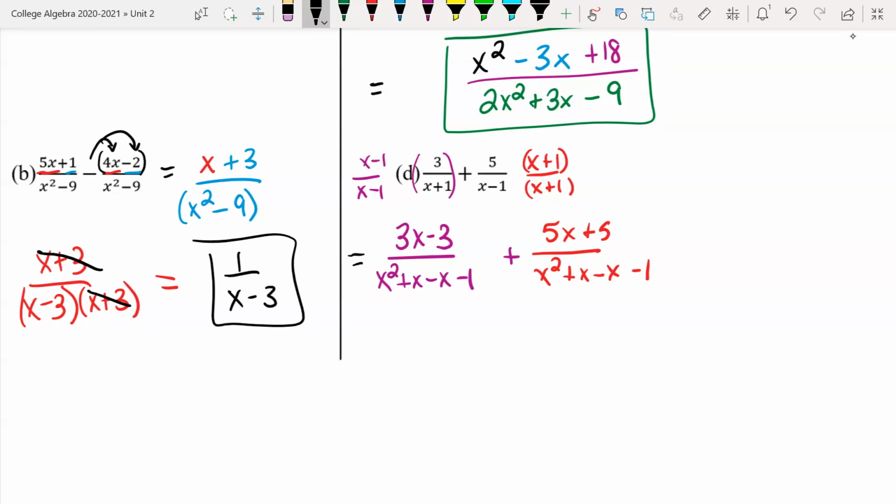So when you multiply, you should get (3x - 3)/(x² + x - 1) + (5x + 5)/(x² + x - 1). So they have the same denominator, so now I can combine the tops. 3x plus 5x gives me 8x. Negative 3 plus 5 would give me a 2 over x squared minus 1.